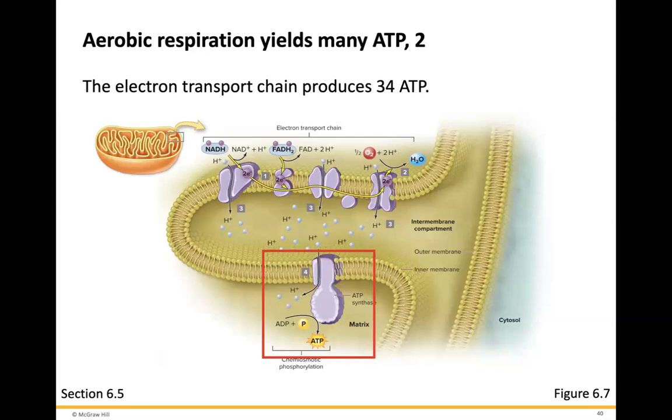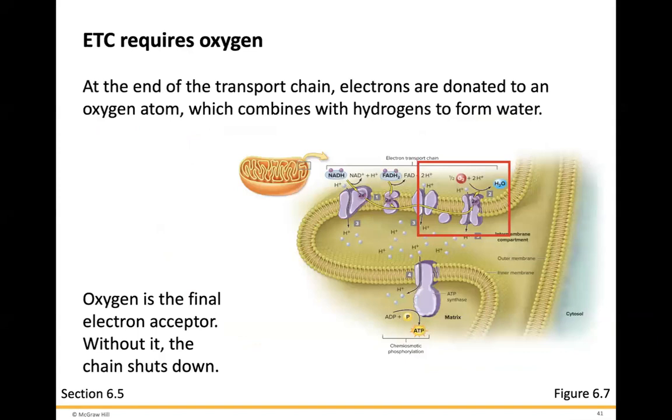Aerobic respiration yields many ATPs, and if you cash in all of the NADHs and FADH2s, the electron transport chain will produce 34 ATPs. Now, the electron transport chain does require oxygen. At the end of the transport chain, electrons are donated to oxygen, which makes oxygen the final electron acceptor.